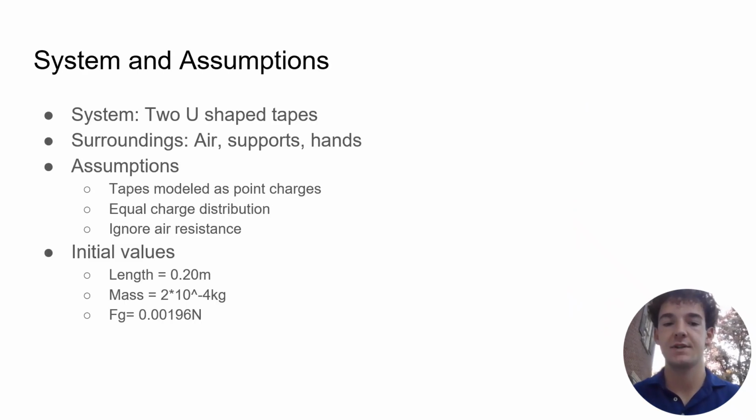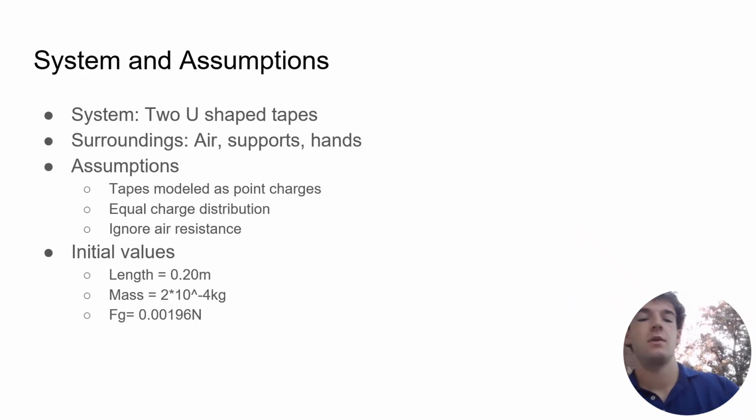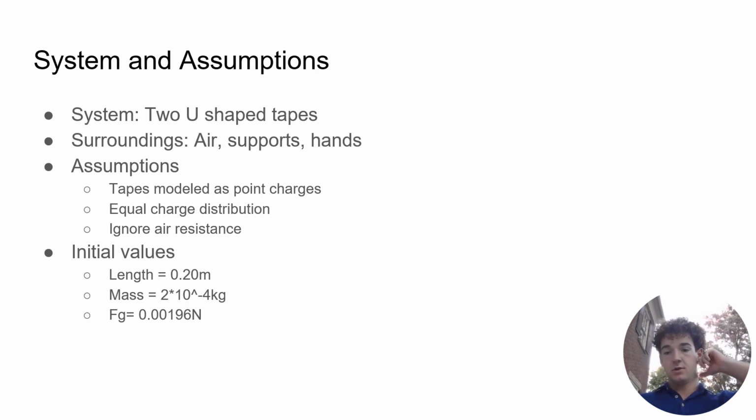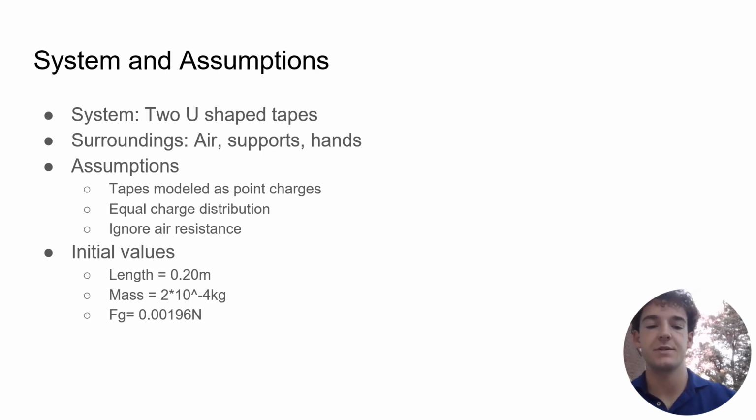Our system consists of the two U-shaped tapes. The surroundings include the air and the supports like the chairs and our hands. For assumptions, we treat each tape like a point charge at its center, geometrically. Even though in reality the charge is spread along the length, we assume that the charges were evenly distributed, and we ignored air resistance or tiny air currents. So our initial values were 0.2 meters, 2 times 10 to the negative fourth, and 0.00196 newtons.